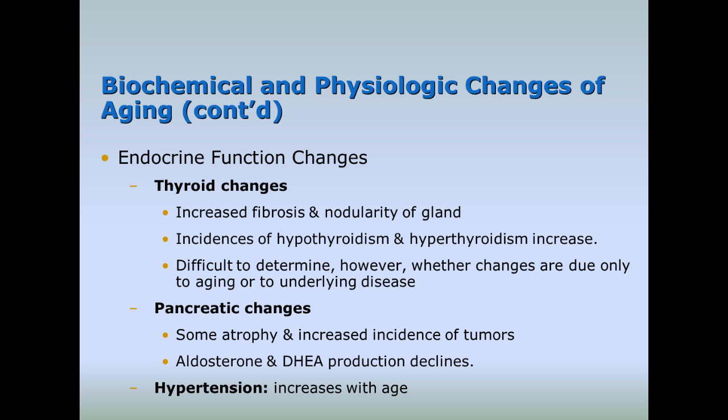We see more hypo and hyperthyroidism. Sometimes it can get a mind of its own and become hyperthyroid. It can go back and forth. It's difficult to determine unless they do some testing. Your pancreas decides to get a little tired, okay? And we see increased amounts of tumors. We also see aldosterone and DHEA production decline, and we see more high blood pressure as people age.